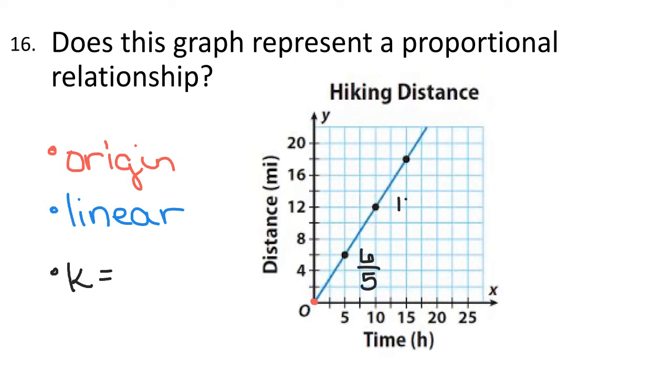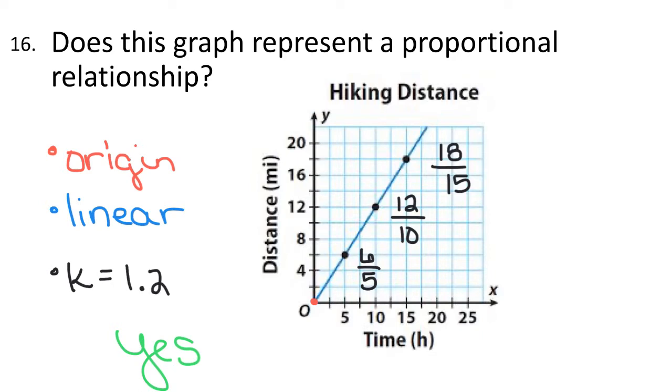Our next one is 12 divided by 10. And our third one is 18 divided by 15. If we divide each of these, we will get 1.2 for all three. So the constant of proportionality is 1.2. The graph is a straight line, meaning it is linear, and it originates out of 0, 0 being the origin, so we can confidently say, yes, this graph represents a proportional relationship.